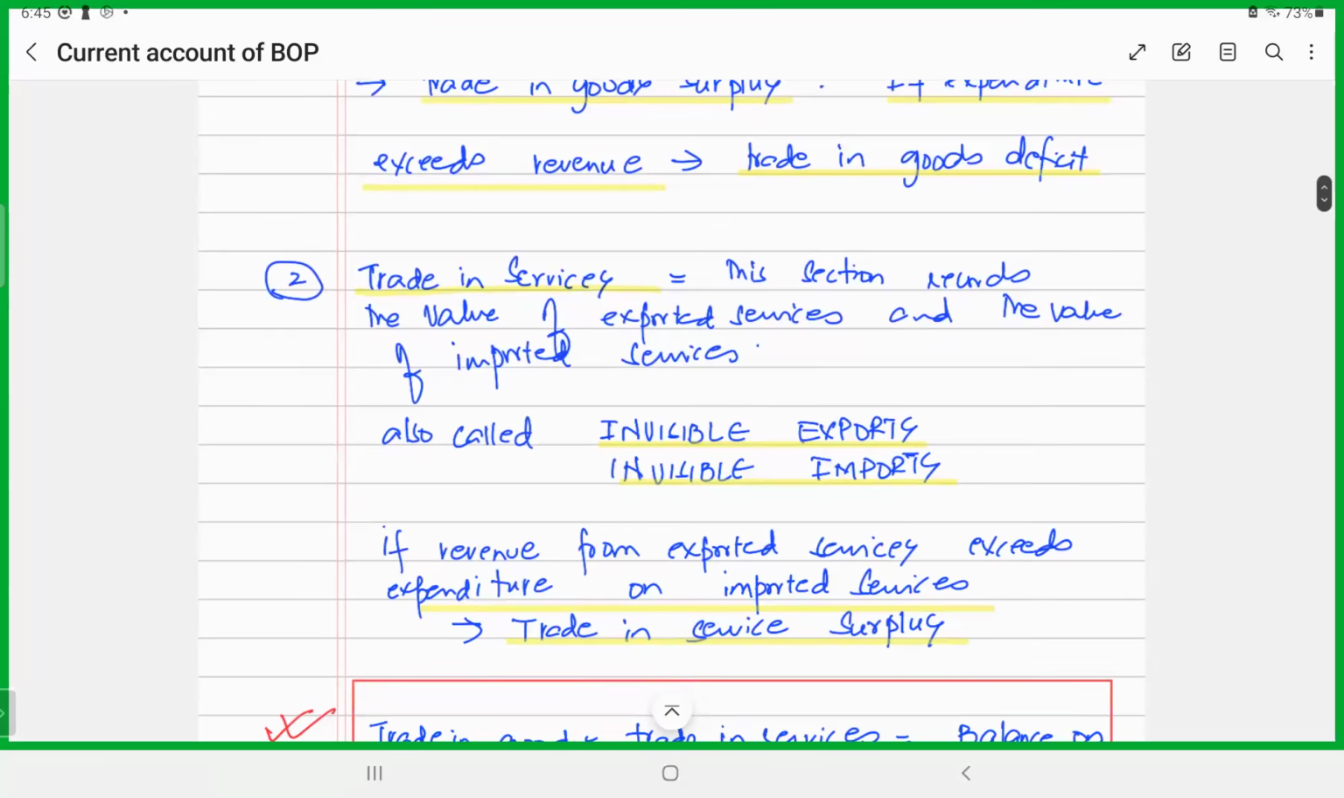Now again, if the revenue from exported services exceeds the expenditure on imported services, the country is going to be having a trade in service surplus. So if the country is able to export more services and the expenditure it incurred on services was less in comparison, it is going to be having a surplus in trade in services.